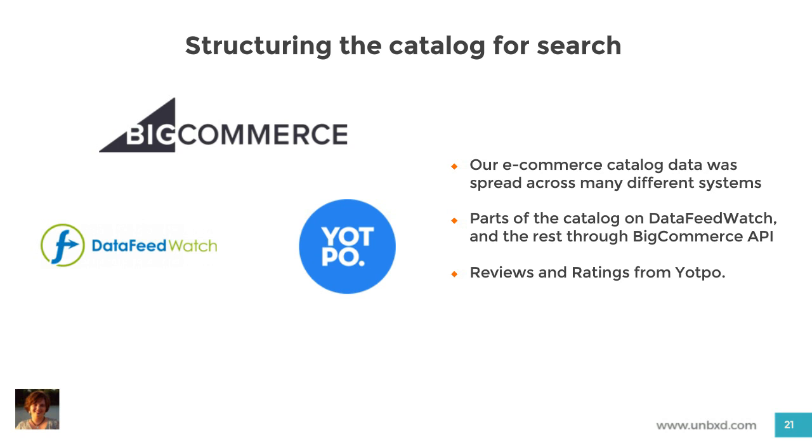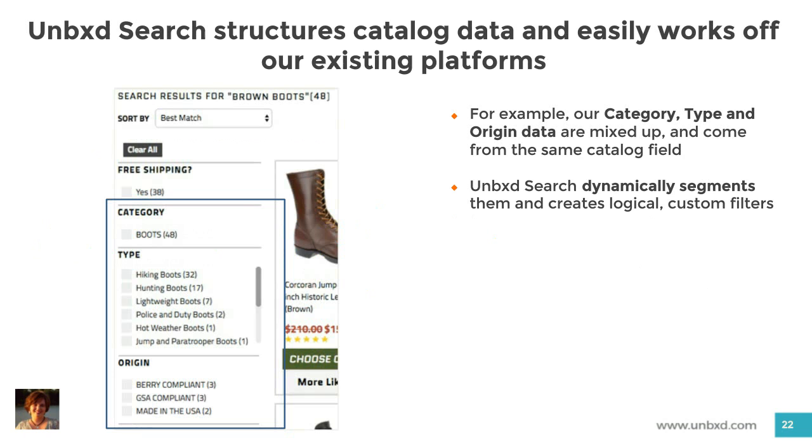And then, since our catalog lives in BigCommerce, there's a lot of other data that Unbxd is pulling through the BigCommerce API, but it's not really in any sort of customer-friendly data set. The way it comes through is not really useful on the front end. So here's an example of that.